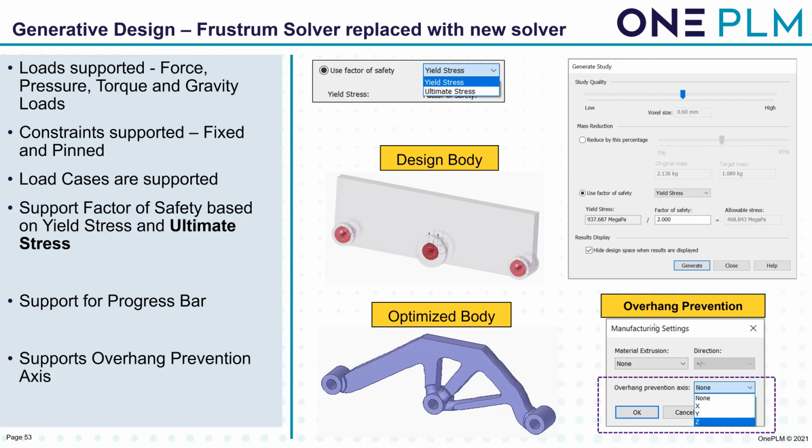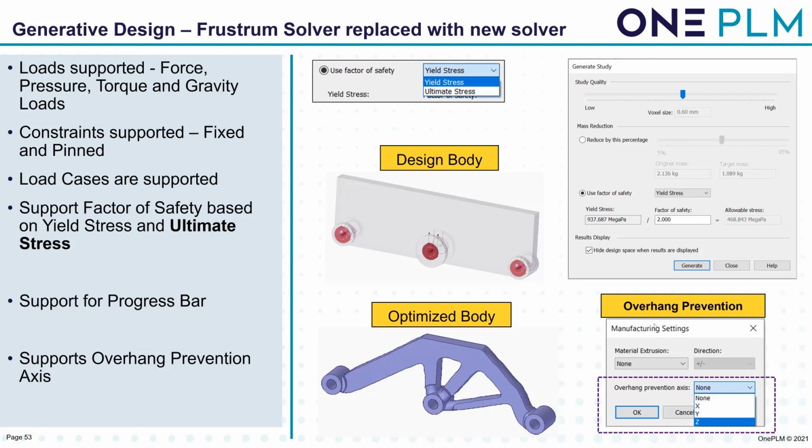So how does this differ from the old one? If we've currently used the old one, maybe we've just played with the free one, or we've actually used the premium advanced one that gives all the other options, we'll see that we've got the same kind of supports: force, pressure, torque, and gravity. Remember, gravity was only added probably 2019 or 2020. It didn't come in the initial one. Constraints supported, fixed and pinned. So notice we have lost that sliding on surface option, but there are plans to add that back into the next version.